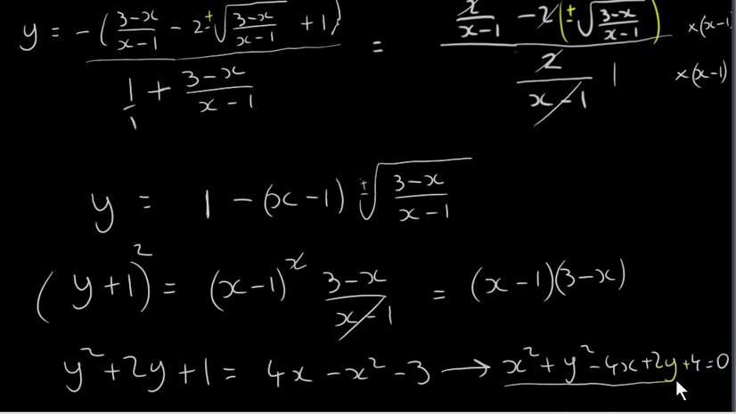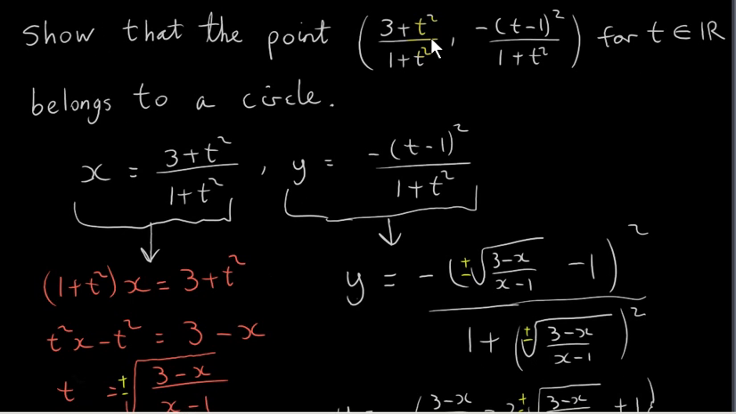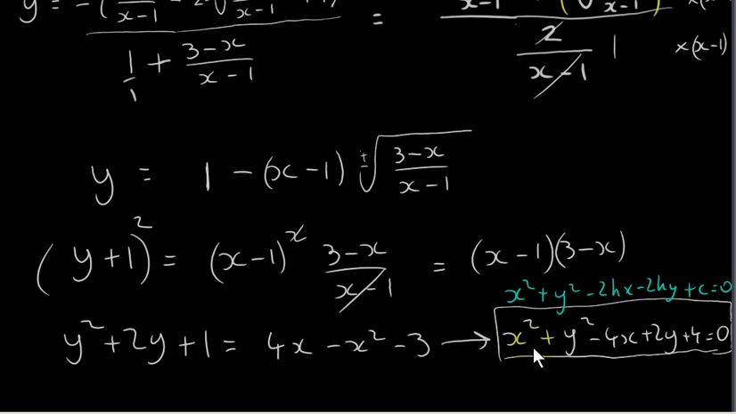Well, this is the equation of a circle. It's got the form x squared plus y squared minus 2hx minus 2ky plus c equals 0. So, that's what we have to show. We have to show that this point lies on a circle. Basically we had to get the relationship between x and y. And this is the relationship between x and y. It's got the form of the equation of a circle.